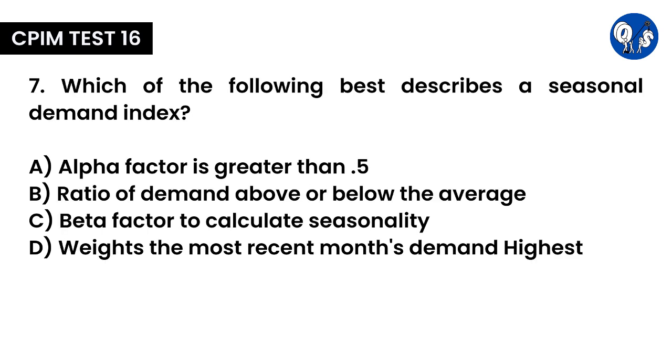Question number 7. Which of the following best describes a seasonal demand index? A. Alpha factor is greater than 0.5, B. Ratio of demand above or below the average, C. Beta factor to calculate seasonality, D. Weights the most recent month's demand highest. Here the correct answer is B.